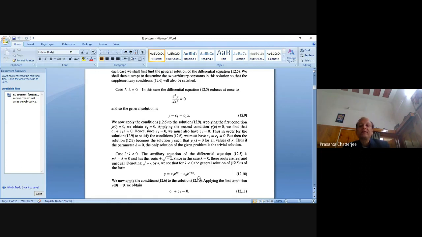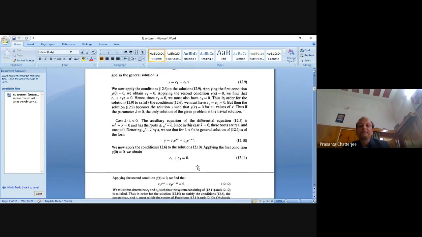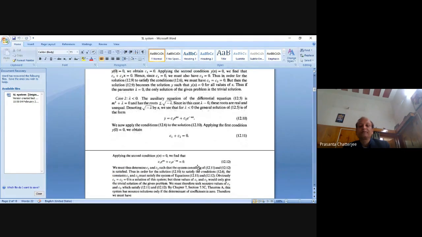Using the first boundary condition, putting x equal to 0, y equal to 0, we got c1 plus c2 equal to 0. Putting x equal to pi and y equal to 0, we got c1 e to the power alpha pi plus c2 e to the power minus alpha pi equal to 0. Now our job is to find C1 and C2 from 12.11 and 12.12.